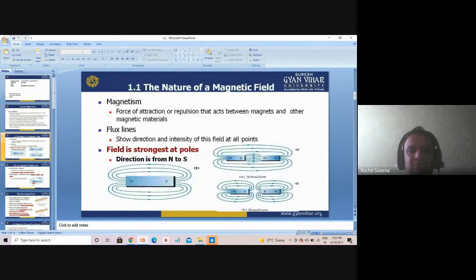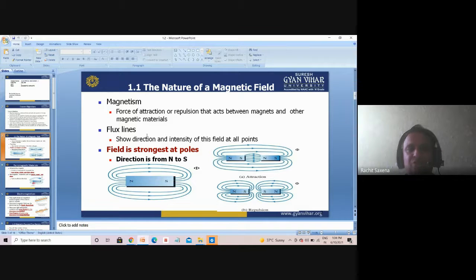Now the nature of magnetic field, as I earlier told you, is that we always have two parts, two poles, north and south poles. If we have two magnets, for example, north and south and north and south, then south and north attract each other and north and south attract each other. But if we have south south or north north, then they repel each other. Okay, so repulsion and attraction.